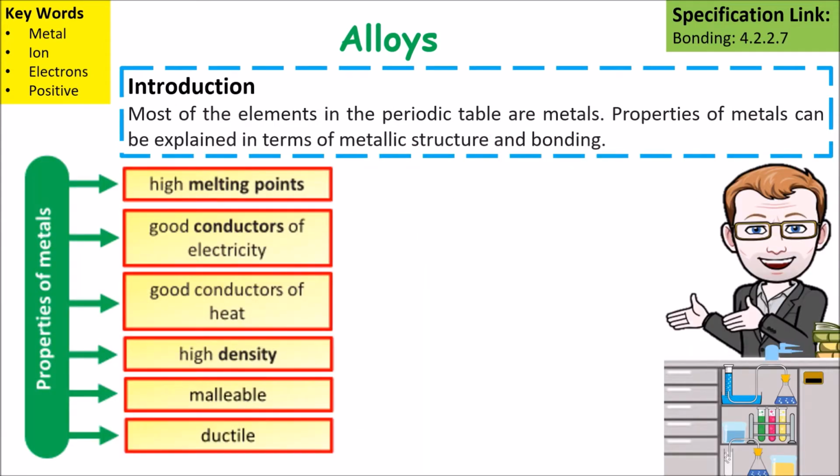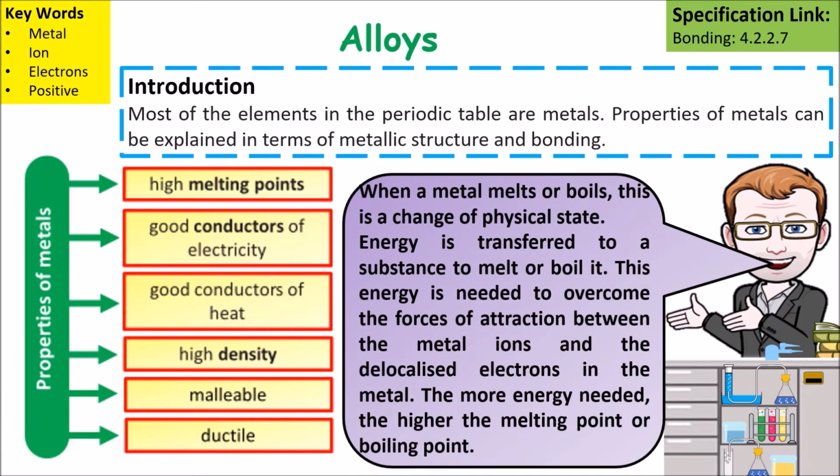Most elements in the periodic table are metals, and they have certain properties. When a metal melts or boils, this change in physical state requires energy. The energy is needed to overcome the forces of attraction between metal ions and the delocalized electrons in the metal, which is what we need to think about when melting them. The more energy needed, the higher the melting or boiling point of the metal.